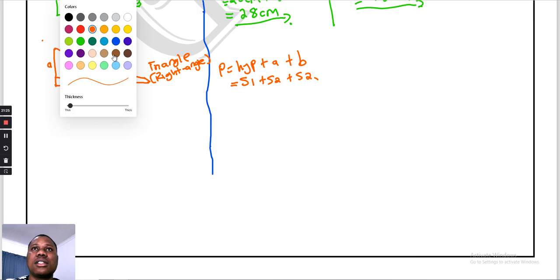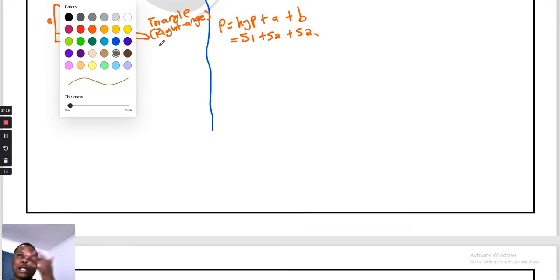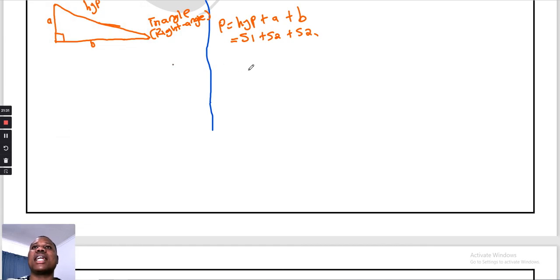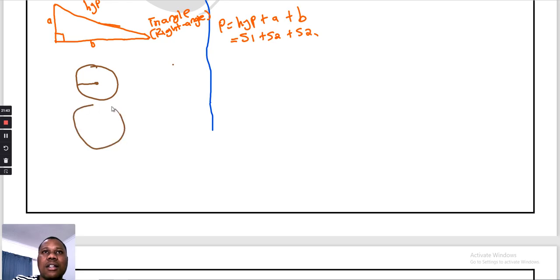Okay, let me find another pen. Right, now we go to another shape. Now we're going to do this. Just going to throw lots of stuff here, even though my drawing is not that perfect.